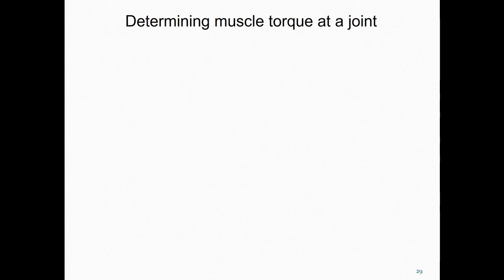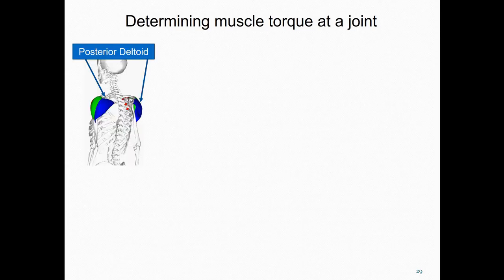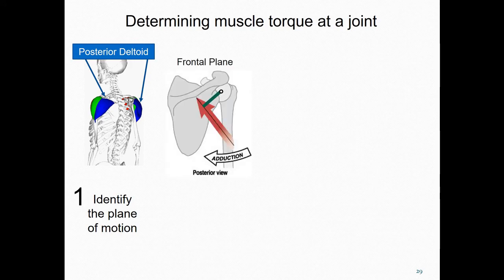So, how do you go about determining the torque that results from the action of a specific muscle? To understand this, let's consider the challenge of how we would determine the joint torques resulting from the action of the posterior deltoid. The common approach has the following steps. First, we need to select one of the cardinal planes of motion in which to define our analysis. So let's identify a plane of motion. Here we're identifying the plane of motion to be the frontal plane.